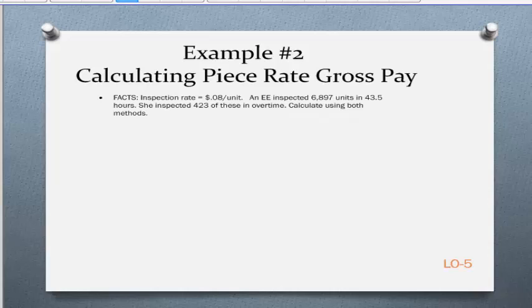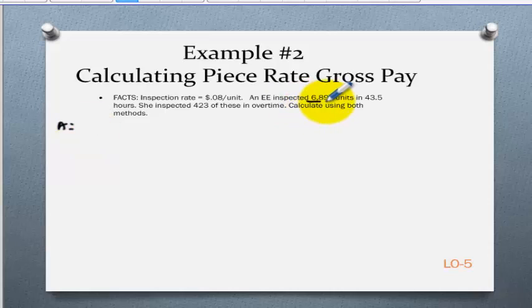Okay, let's look at one more example. So here we've got somebody that inspects things for quality. They get paid 8 cents per unit that they inspect. An employee inspected 6,897 units in 43.5 hours. She inspected 423 of these in overtime. Calculate using both methods.